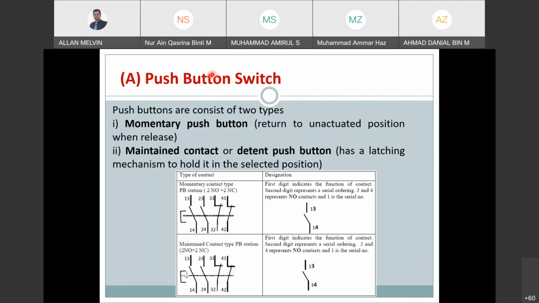It is a push button switch. Push buttons in electro-pneumatics are available in two types. The first type is the momentary push button. Momentary means that during that moment, you push, it has a spring at the back. As long as you hold it, it will be actuated. When you release, take your hand away, it will return to the unactuated position. That is what we call a momentary push button. The second one is the maintained contact or detent push button. Okay, what is detent?